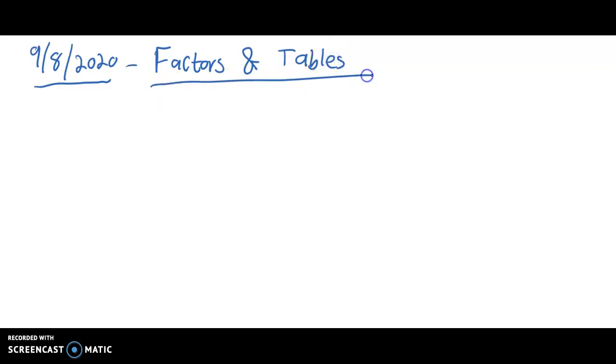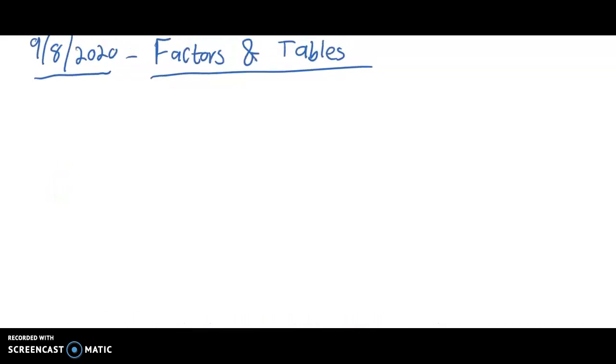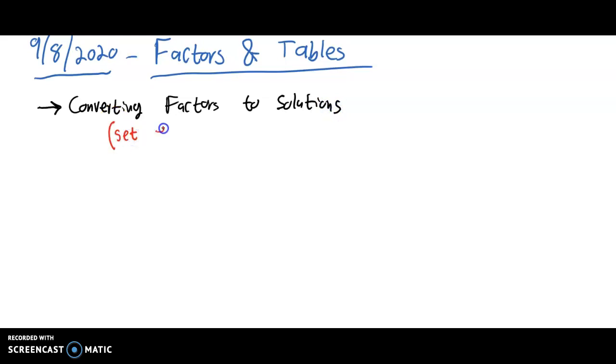Okay, before we dive into our real topic for the day, we're going to practice a little bit with converting factors to solutions. So this is our first subtopic, converting factors to solutions. In short, we're going to set factors equal to 0 to do this.